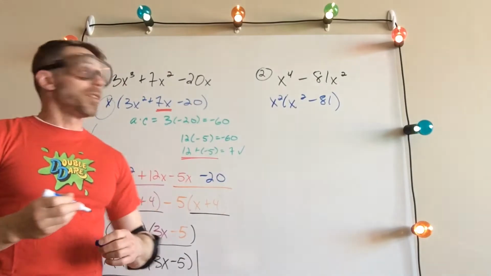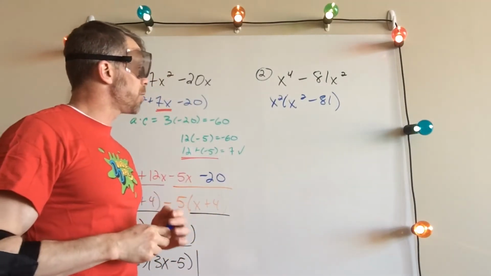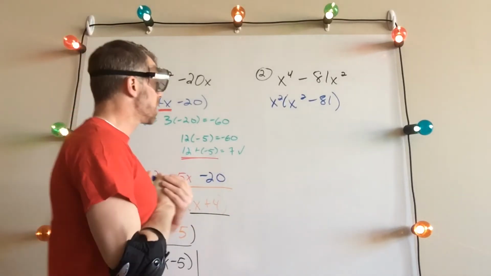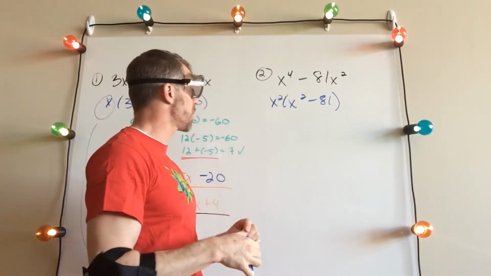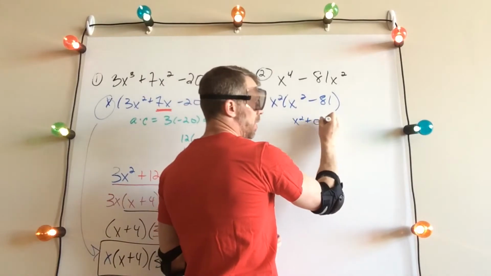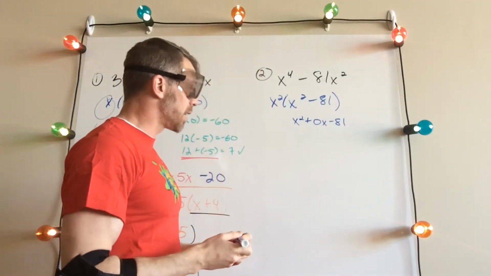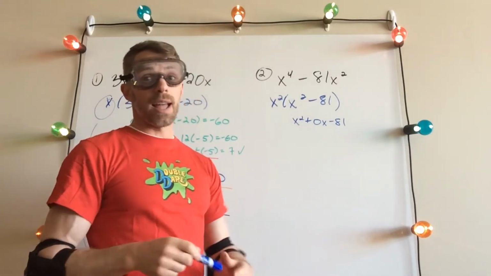Leaving us with x squared minus 81. That x squared minus 81, it's quadratic, and that also can be factored. It is our difference of squares pattern. If you don't recognize the difference of squares pattern, you could think about it as x squared plus 0x minus 81. Are there factors of negative 81 that add to 0? Yep, that's going to be plus and minus 9.